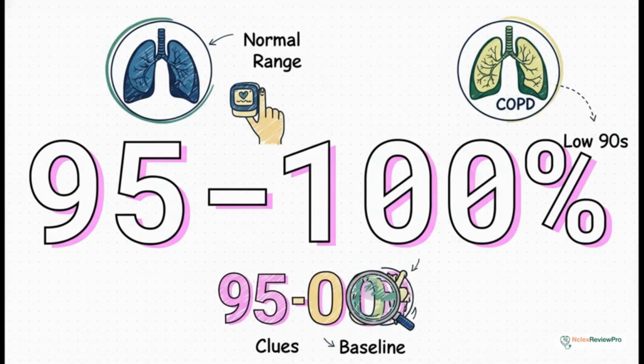Now you might see this and think, okay, 95 to 100%, that's the goal. And for most people, it is. But here's where the real detective work kicks in. For a patient with a chronic lung condition like COPD, their everyday normal might be down in the low 90s. And that's a crucial piece of the puzzle. You have to know your patient's baseline to know if a number is actually bad for them.